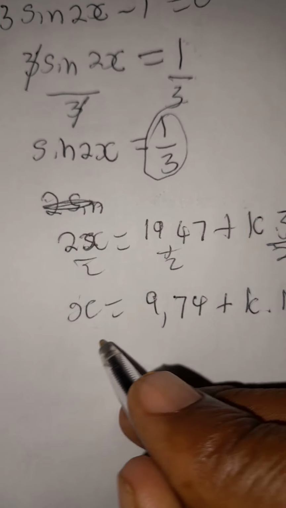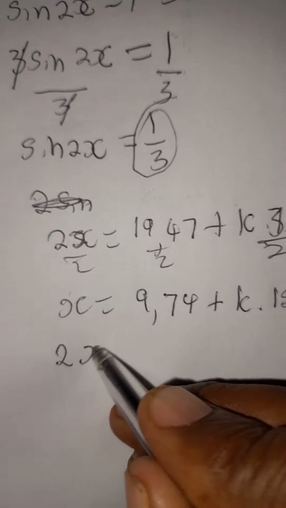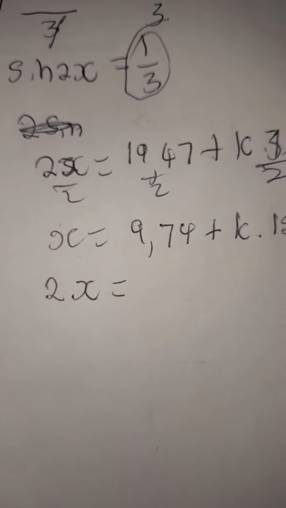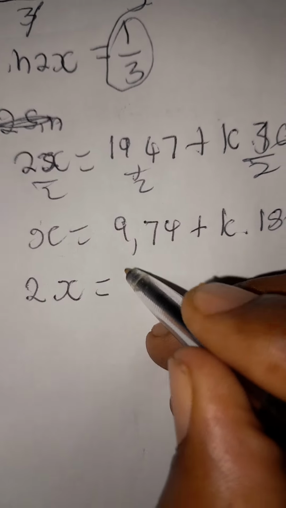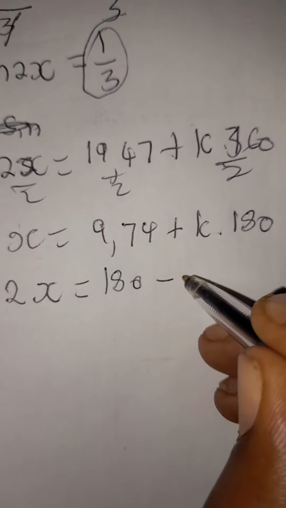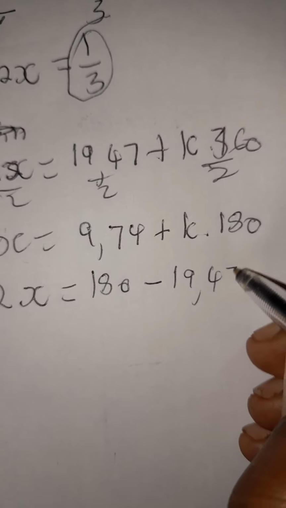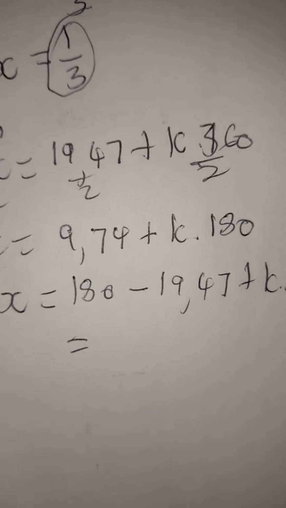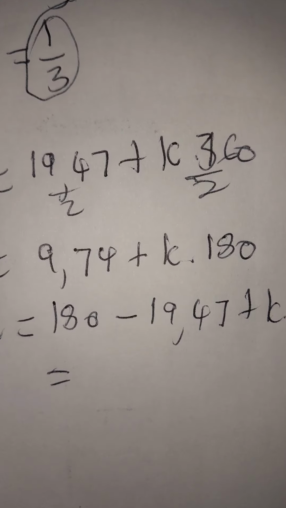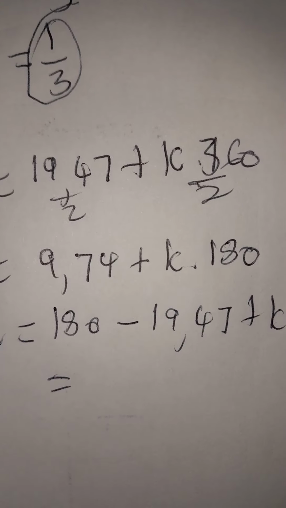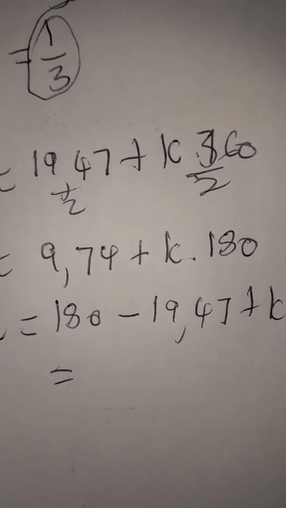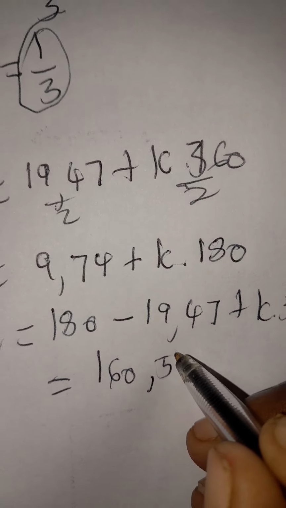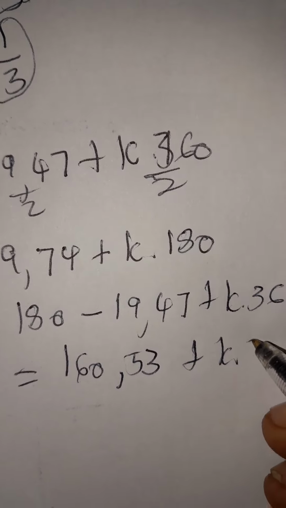Okay, then we look where sine is positive. Remember that sine is positive on its home, it's in the second quadrant as well as in the first quadrant. So in this case, we could say 180 minus 19,47 plus k times 360. Okay, what are we having when we say 180 minus 19,47? Which will be 160,53 plus k times 360.